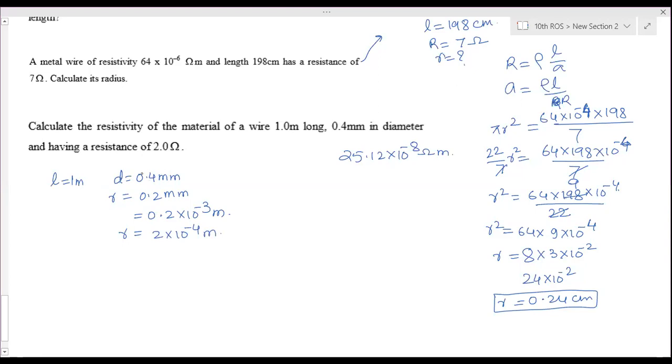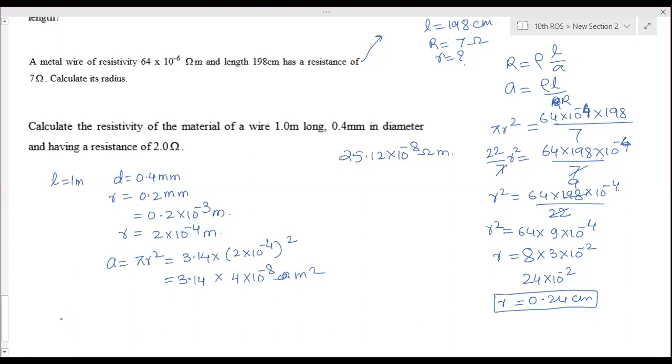Diameter is 0.44 millimeter. Radius is 0.2 millimeter. You have to convert that into meters. So 0.2 into 10 to the power -3. 0.2 will become 2 into 10 to the power -1, into 10 to the power -3. That is 2 into 10 to the power -4, which is the radius. Area is pi r square, which is 3.14 into 2 into 10 to the power -4, whole square. 3.14 into 4 into 10 to the power -8 meter square.